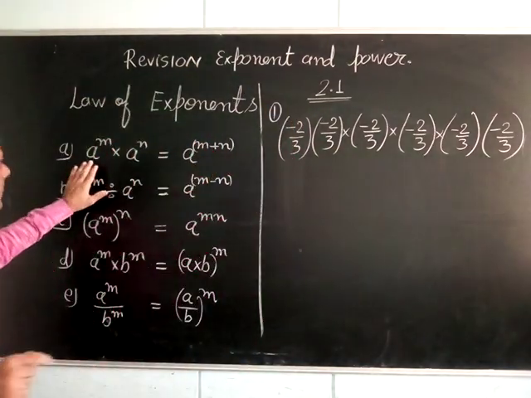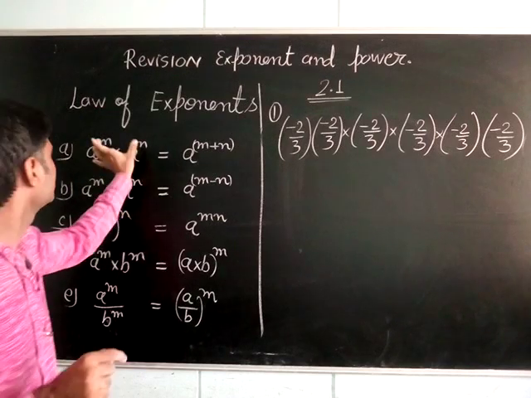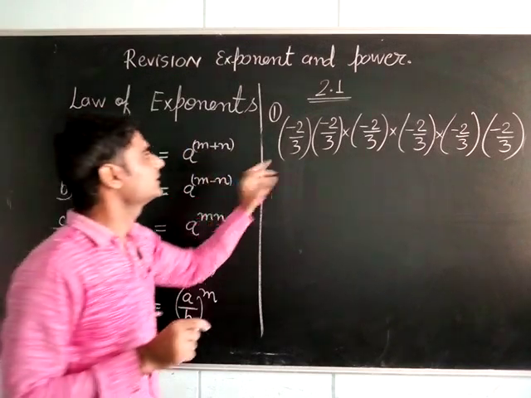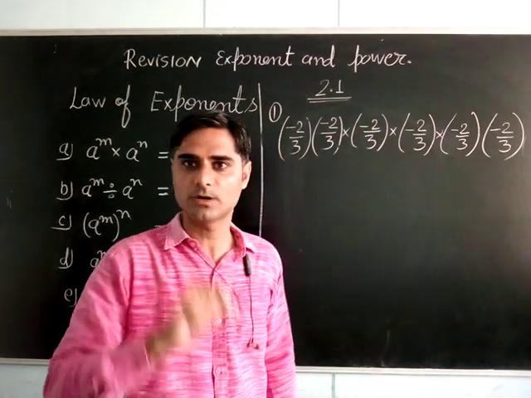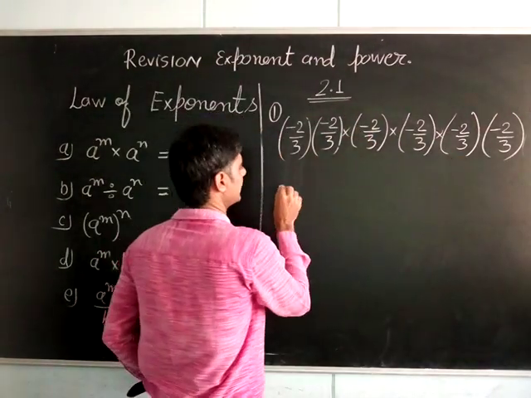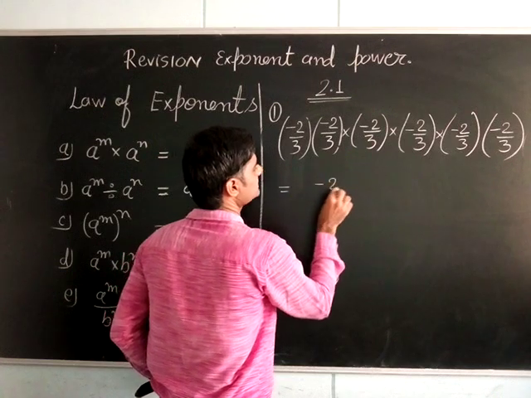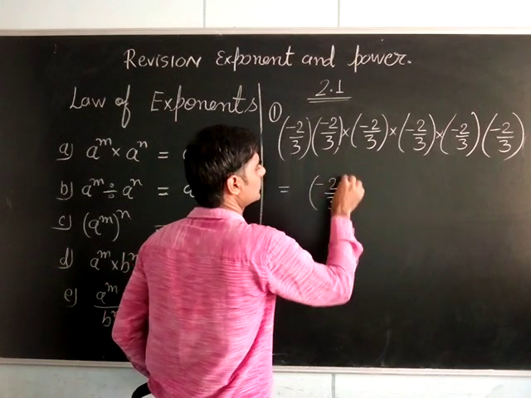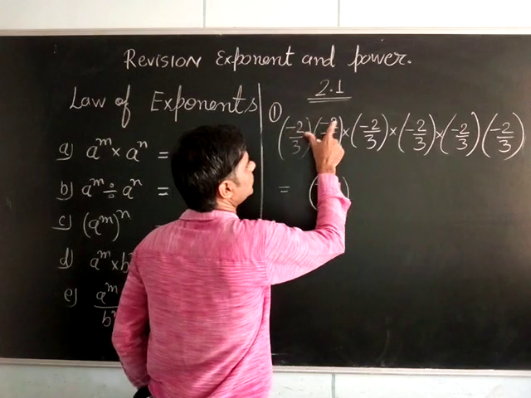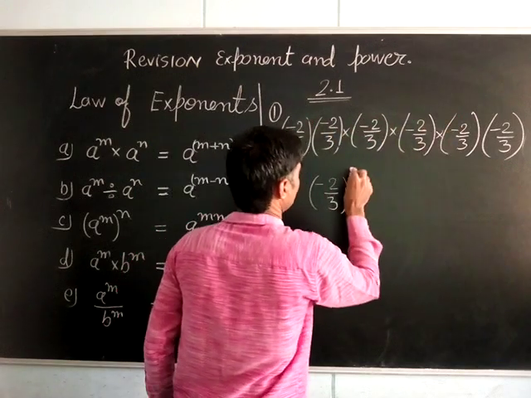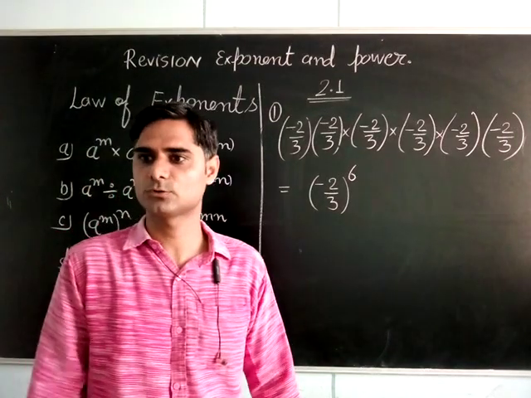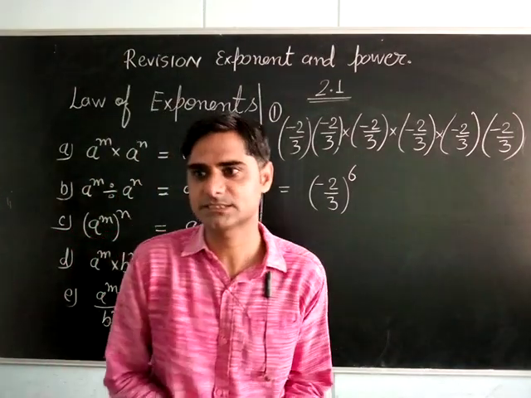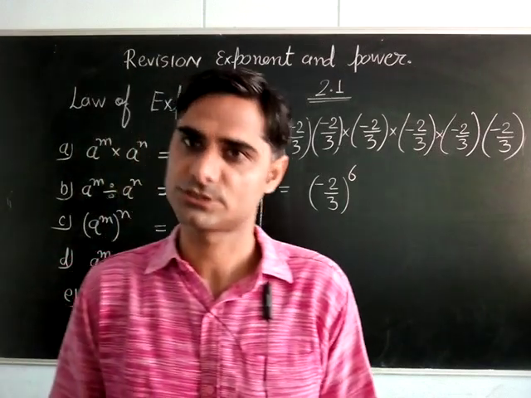Just before we have learned, when bases are same, powers will be added. So here power 1, power 1, every rational number having power 1. So that will be equal to minus 2 upon 3. You may count them, power 1, 1, 2, 3, 4, 5, 6. So power will be 6. This is all we have to do, because the question is: express each of the following products in exponential form.